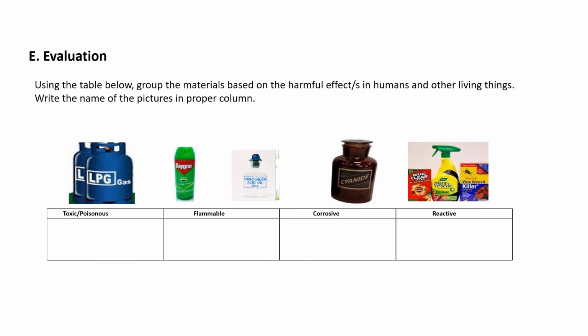Okay, we go to our evaluation. Using the table below, class, group the materials based on the harmful effects on humans and other living things. You are going to write the names of the pictures in the proper column. We have toxic, poisonous, flammable, corrosive, and reactive.